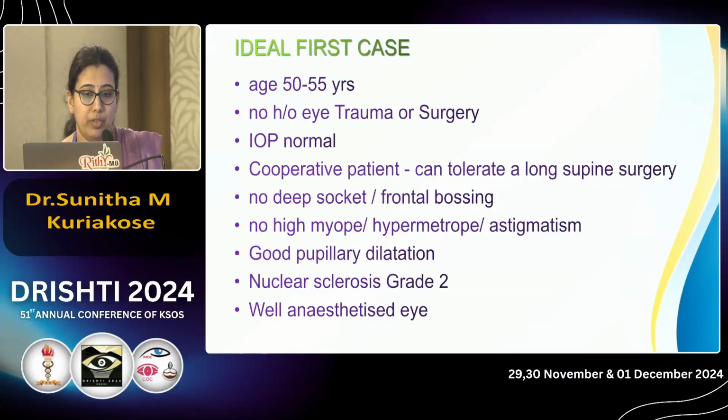So this is the ideal first case. An age between 50 to 55 years. There's no history of trauma or surgery. The IOP is normal. The patient is cooperative. There is no deep socket or frontal bossing. He's not a high myope, hypermetrope or astigmatic patient. You have a good pupillary dilatation, grade of nuclear sclerosis 2 to 3, and a well anesthetized eye.